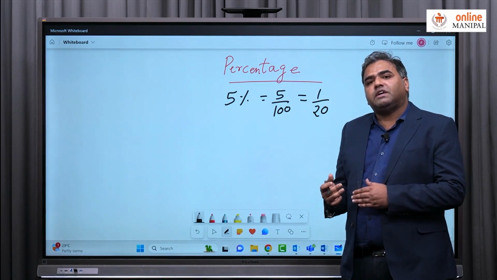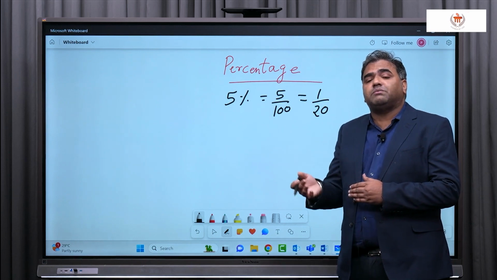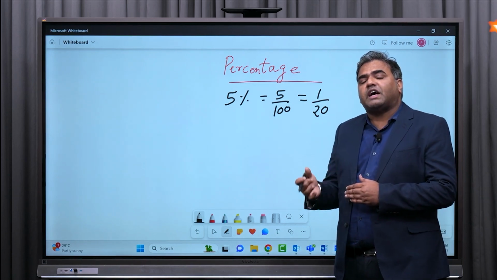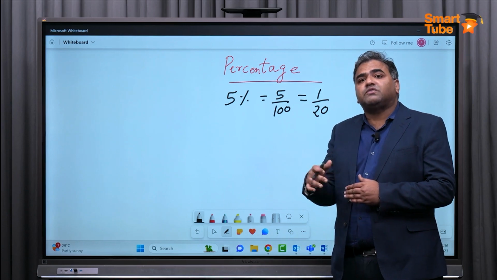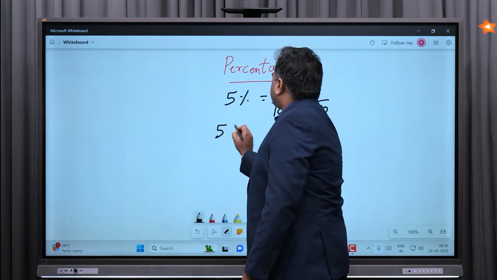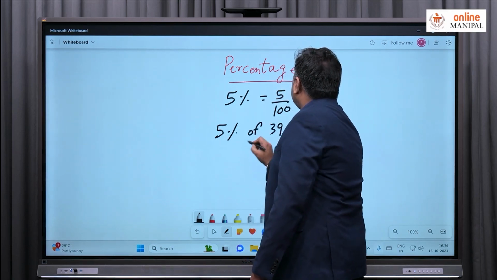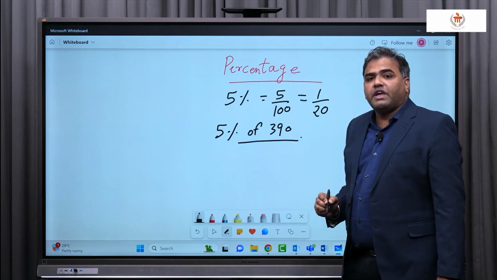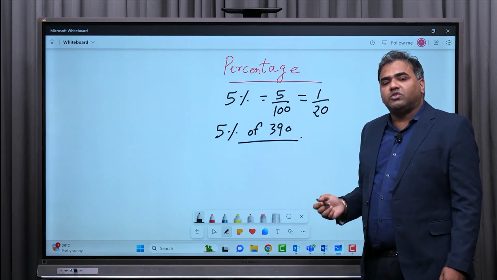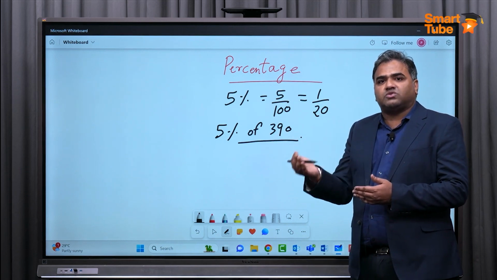Now going further, how is it used in general mathematics? For example, if I ask you what is 5% of 390, how will you get that value? One way you can solve this question is to write 5 by 100 into 390. That is one way and you can solve this.